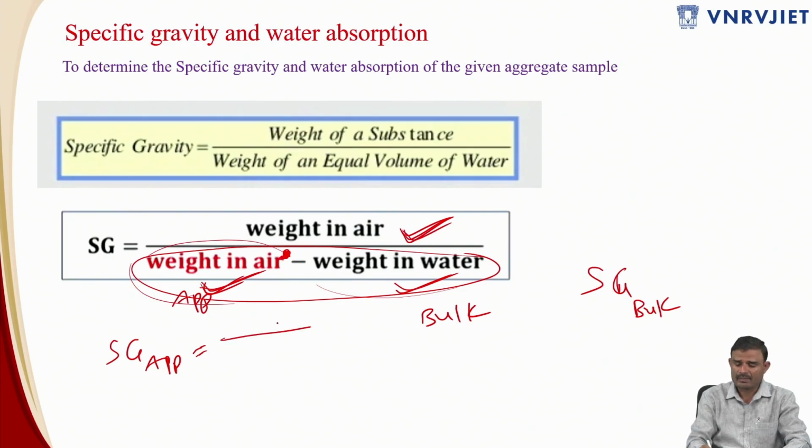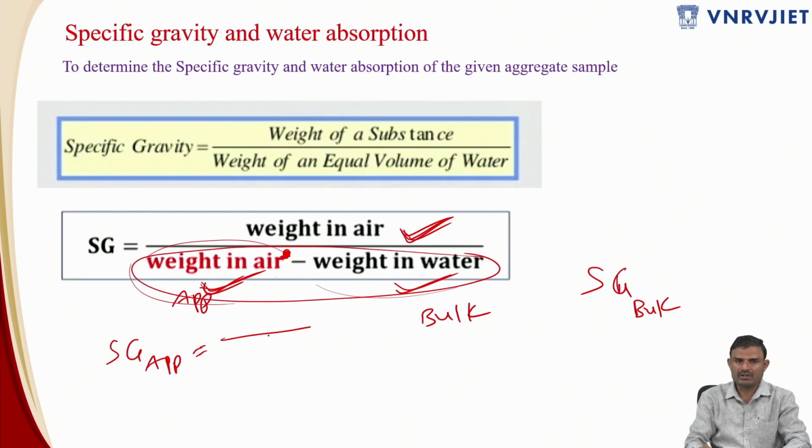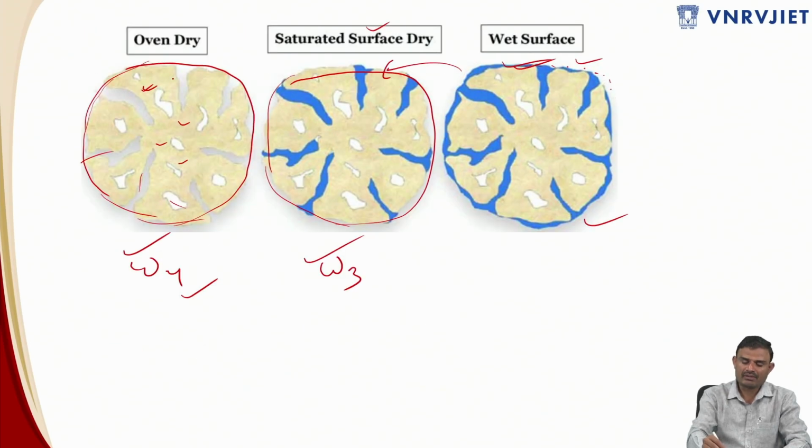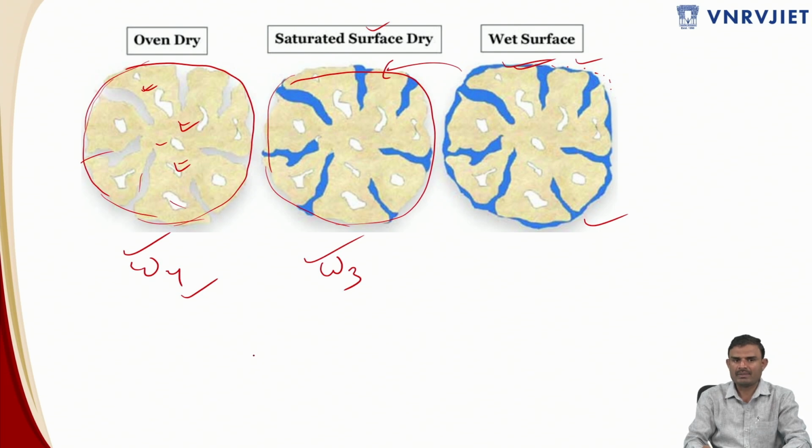oven dry aggregate divided by the weight in air. In this condition you have to take the oven dry aggregate condition. This is what you have to consider, because we are taking the apparent volume. This is the only apparent volume we have over here. We don't want the bulk volume. So in terms of apparent specific gravity, we are going to take the apparent volume of the material, which you are going to get from W4.